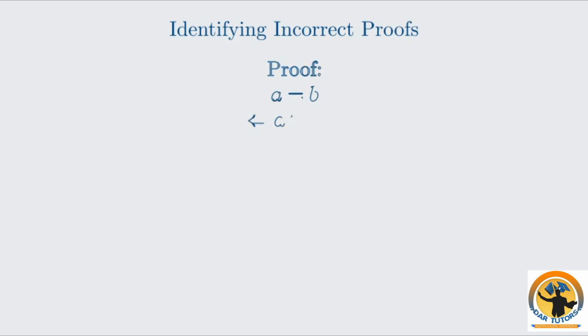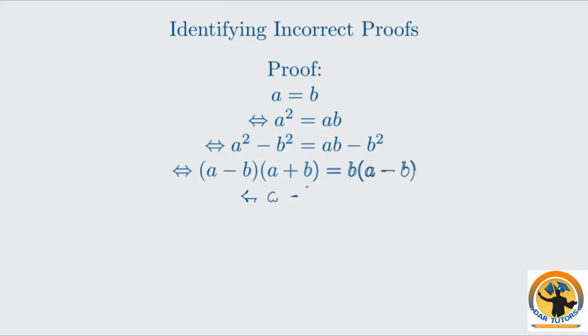Let's conclude with a quick look at how to identify incorrect proofs. This is a crucial skill for any mathematician. We will now analyze some common errors in proofs. The most common error is performing a step that is not a valid implication or equivalence. Let's look at an example. Consider this proof. It starts with a equals b and concludes that 2 equals 1. This is clearly false, so there must be an error.